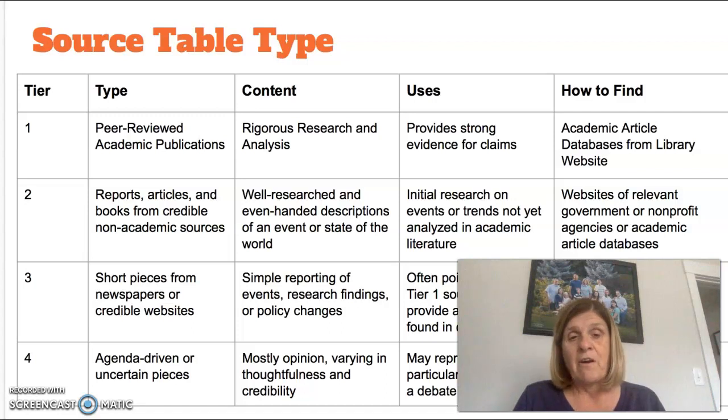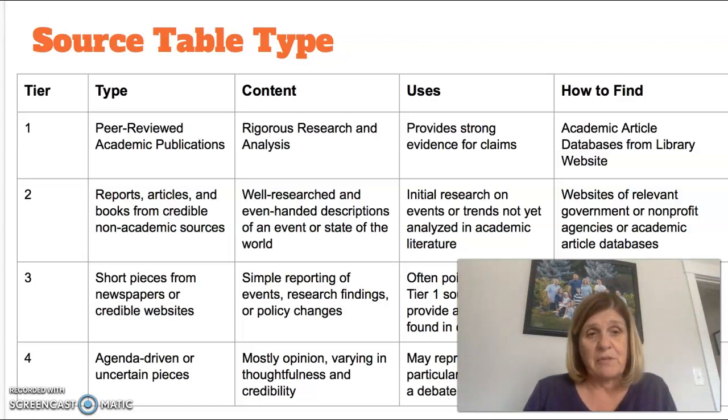a Tier 4 article is one that is agenda driven. In other words, there's a high opinion or slant to the author or the way the information is printed. Kind of like when I had you get into groups with an article and you had to decide how credible the source was and evaluate it. So you want to avoid those in research papers.